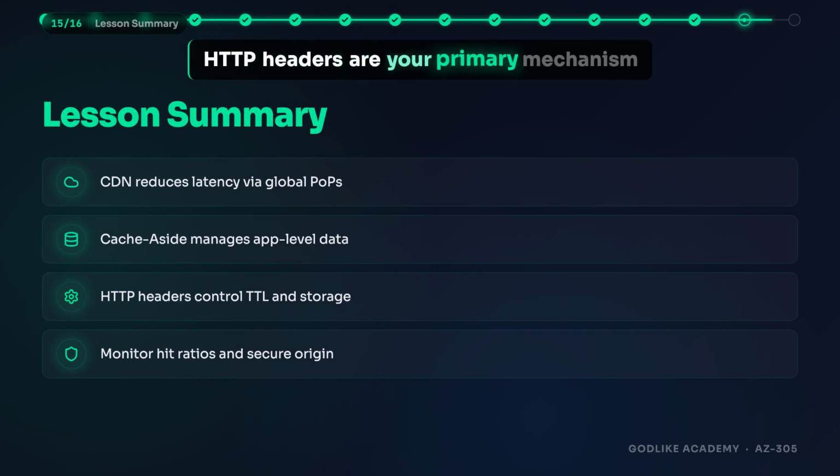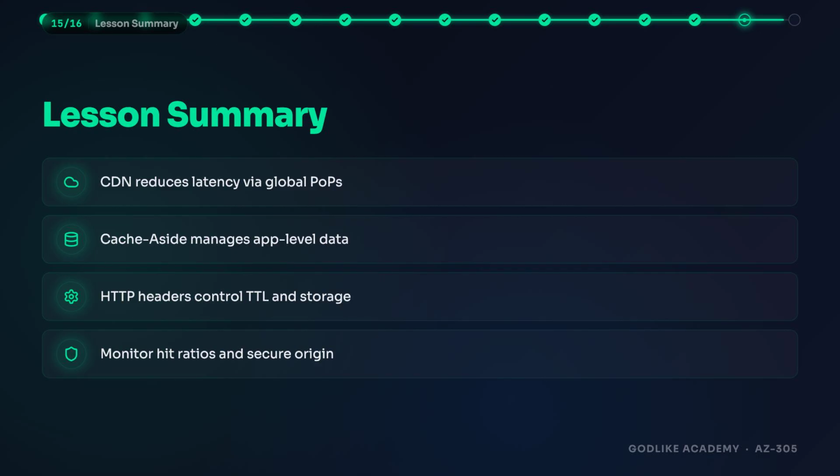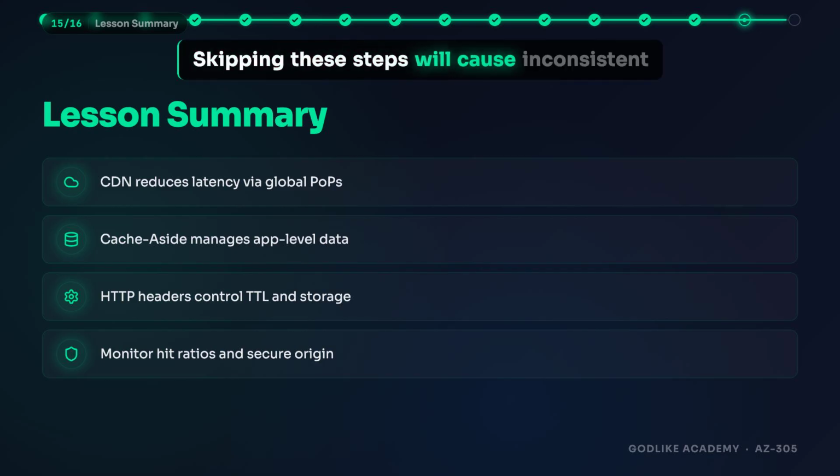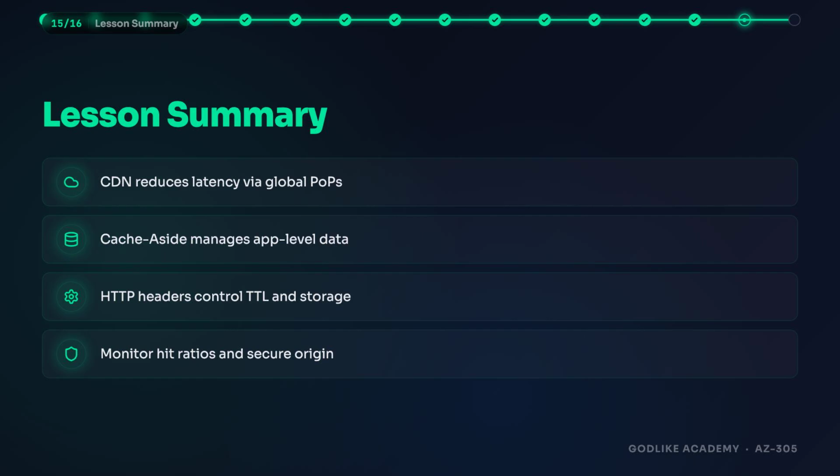HTTP headers are your primary mechanism for controlling cache behavior. Always monitor your hit ratio and protect your origin to ensure your strategy delivers the intended gains. Skipping these steps will cause inconsistent user experiences and trigger unexpected throttling during critical business hours.